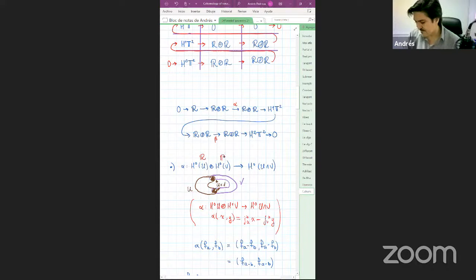R, this is R, and okay. So you have a formula for alpha. You know what it is. You take A, B, and it goes A minus B, comma, A minus B. That's basically what we have said. So we know exactly what is alpha, that linear map.